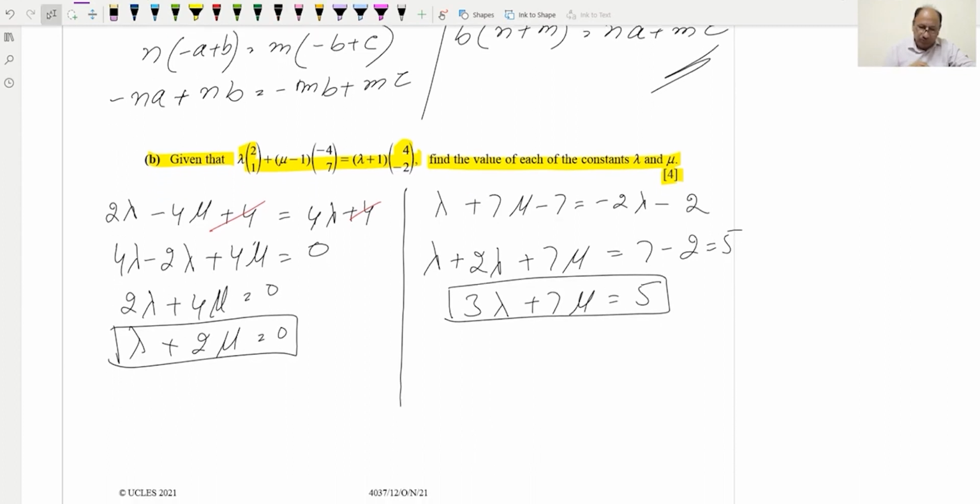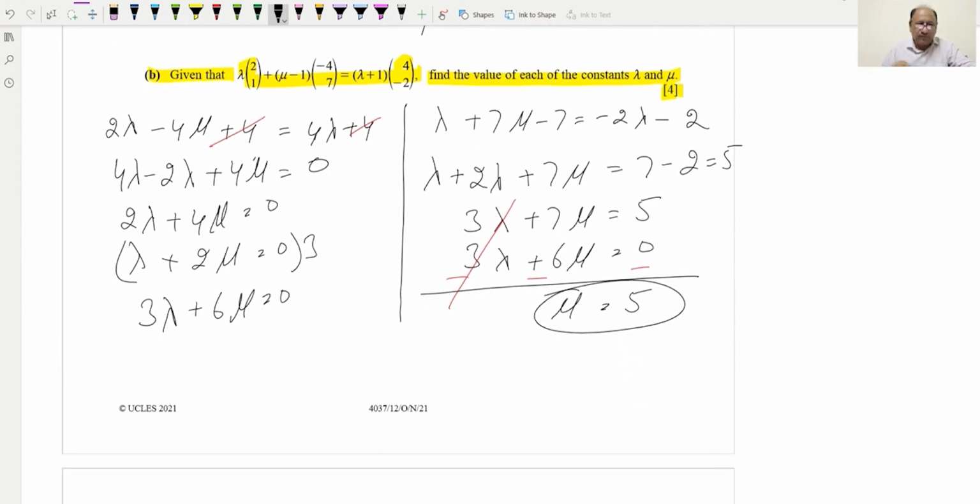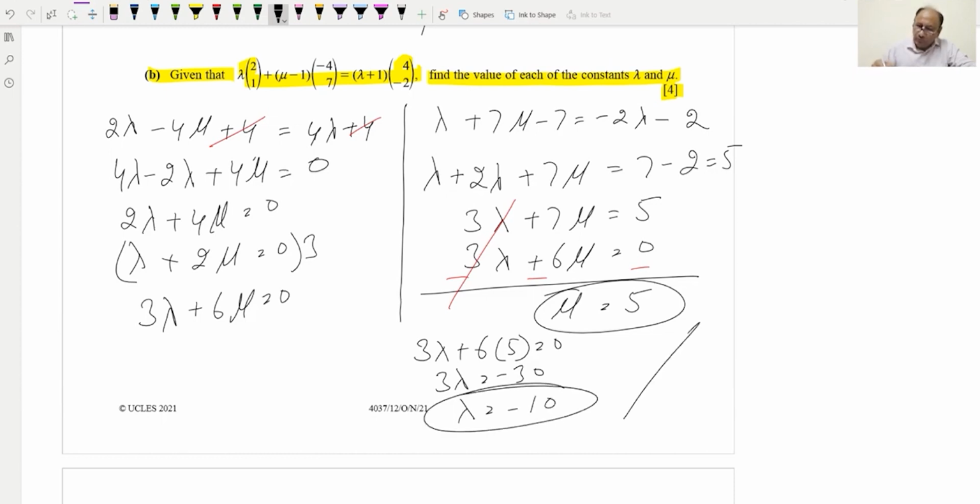Now to solve the simultaneous equations, to equalize the coefficients of lambda, we will multiply this equation by 3 and we will get 3 lambda plus 6 mu is equal to 0. So we'll write 3 lambda plus 6 mu is equal to 0, change sign, and changing sign will result in this one, this will be cancelled, and we will get mu is equal to 5. So this will be the mu value which we can replace in any of the equations. I am replacing in this one, so it will be 3 lambda plus 6 into mu is equal to 0, so 3 lambda is equal to minus 30, so lambda is equal to minus 10. This will be the lambda and mu value which we found.